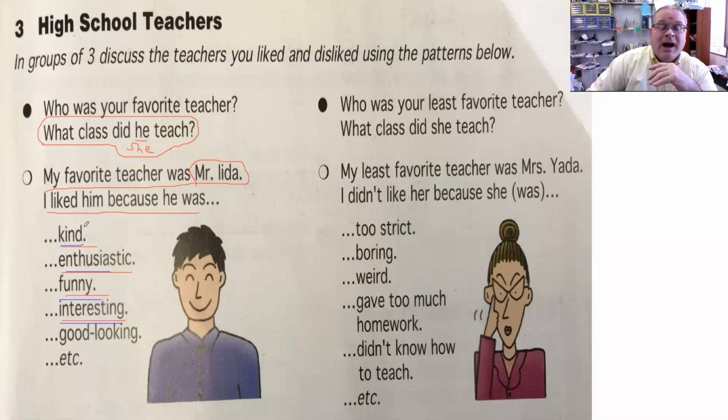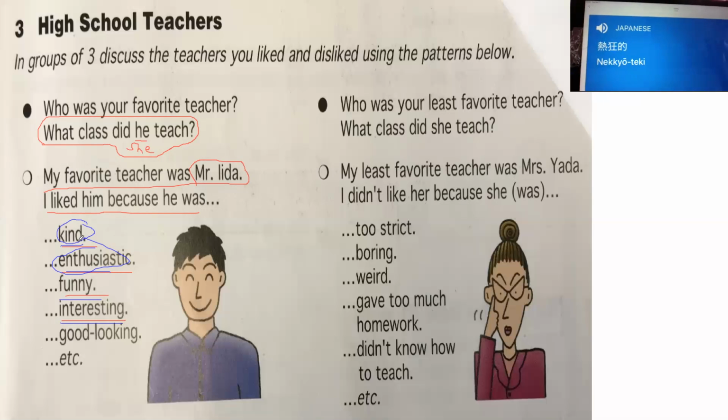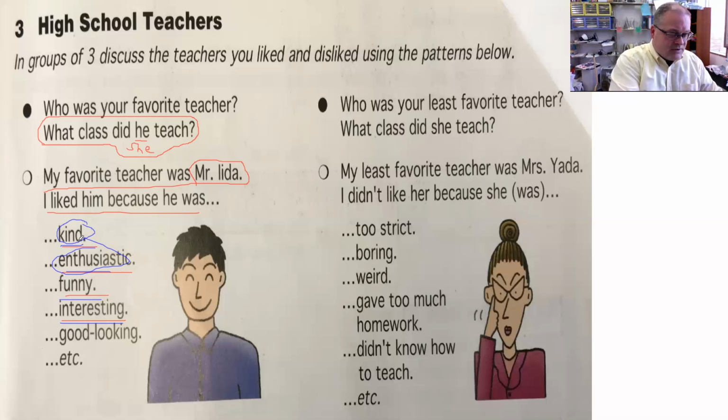So yeah, kind. Yasashi ego de. Okay, kurikai shite kudasai. Kind. Dozo. Good. Okay, enthusiastic. Enthusiastic ego de is nekkyoteki. Nikkyoteki. Okay, that's enthusiastic. Sagoku yaruki ga aru. Okay, good.